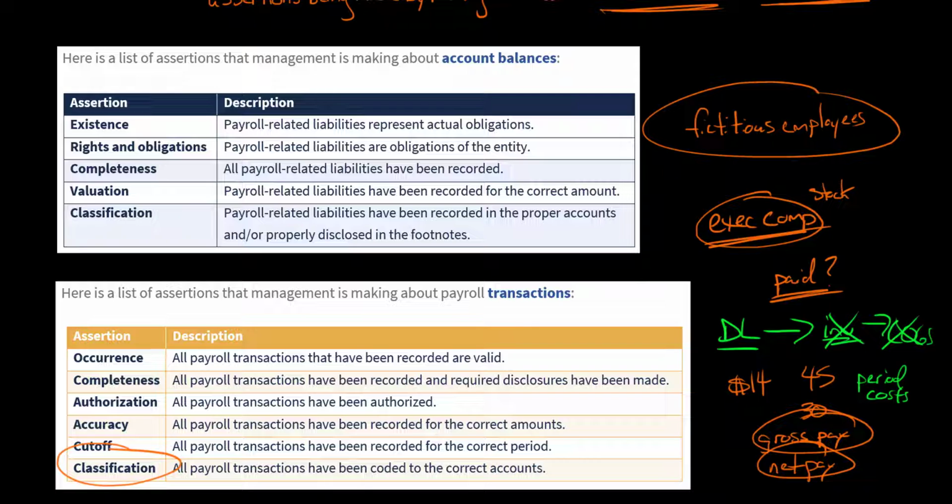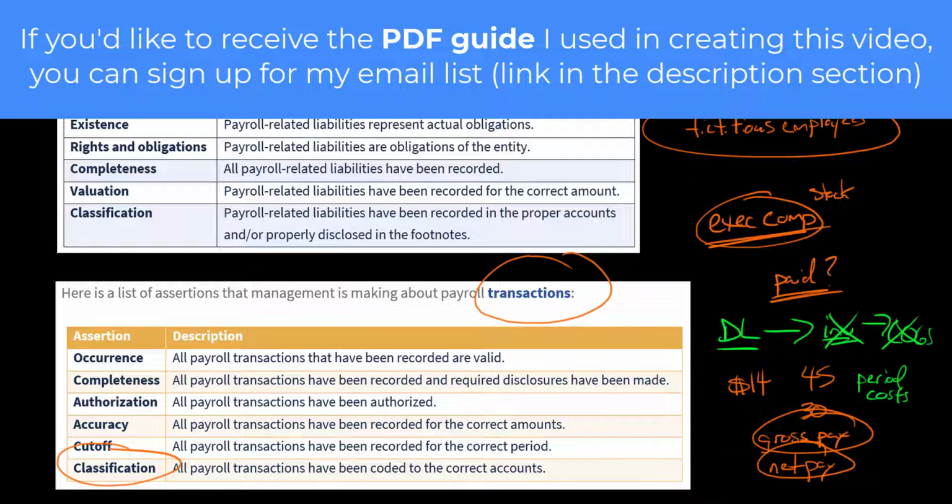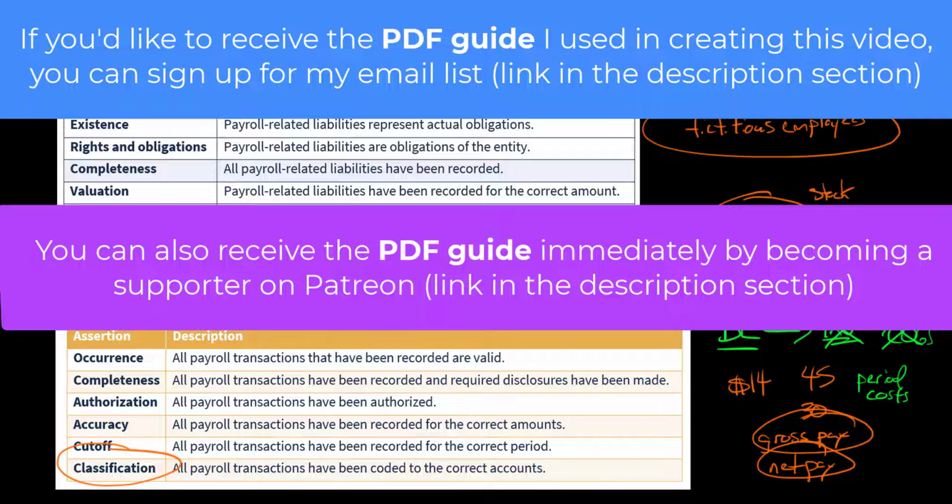So these are all the assertions that management is making about account balances and transactions. In the next video, we're going to talk about calculating the risk of material misstatement when auditing payroll.